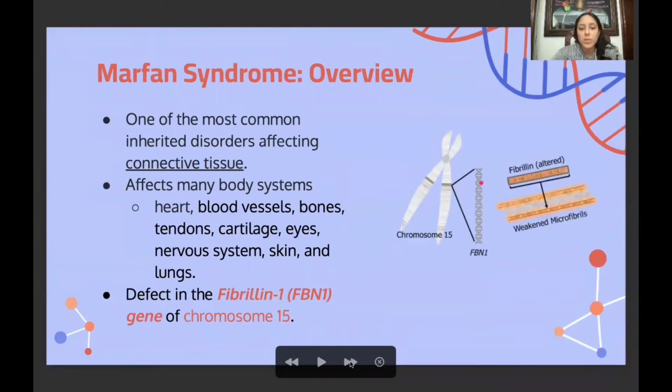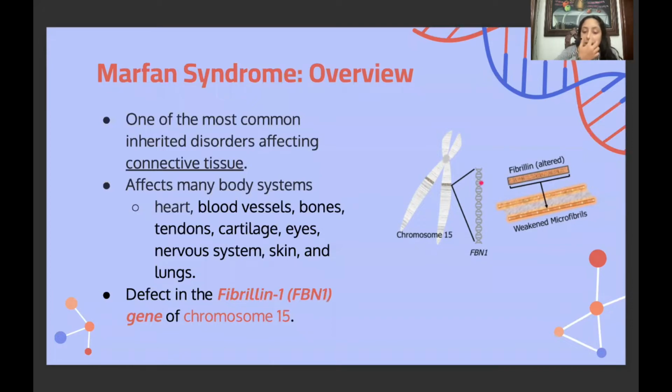Marfan syndrome is one of the most common inherited disorders affecting connective tissue. It has a reported incidence of 1 in 3,000 to 5,000 individuals, including men and women of all races and ethnic groups. Connective tissue is what holds the body together and supports many of the body structures. However, in Marfan syndrome, the connective tissue is abnormal.